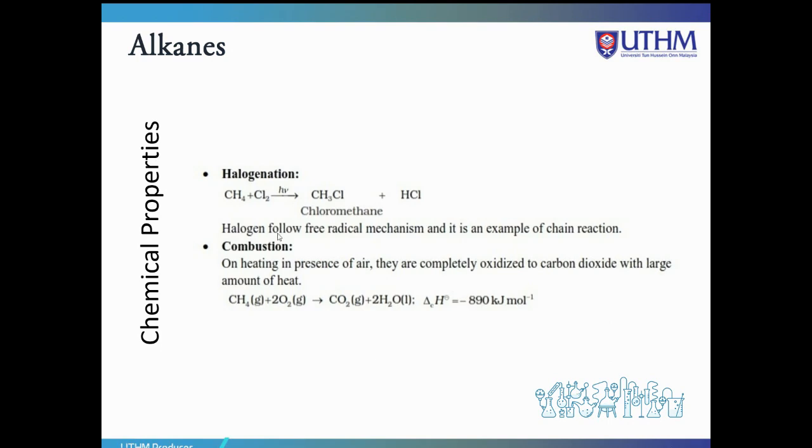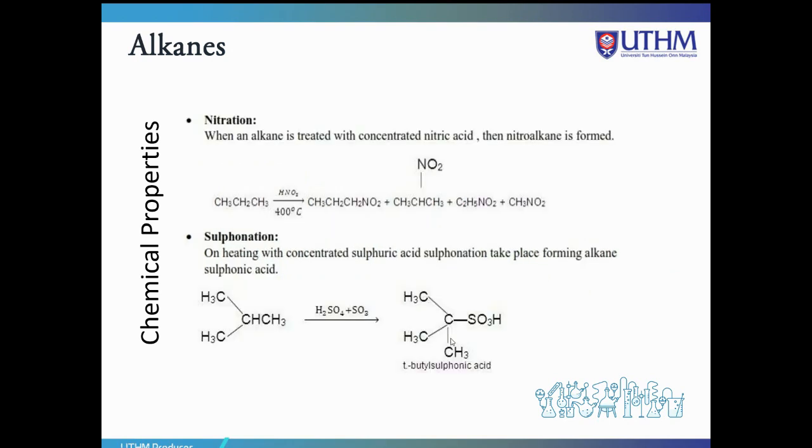Chemical properties of alkane. Halogenation: halogenation follows a free radical mechanism and is an example of chain reaction. Combustion: on heating in the presence of air, they are completely oxidized to carbon dioxide with a large amount of heat. Nitration: when an alkane is treated with concentrated nitric acid, the nitroalkane is formed. Sulfonation: on heating with concentrated sulfuric acid, sulfonation takes place, forming alkane sulfonic acid.